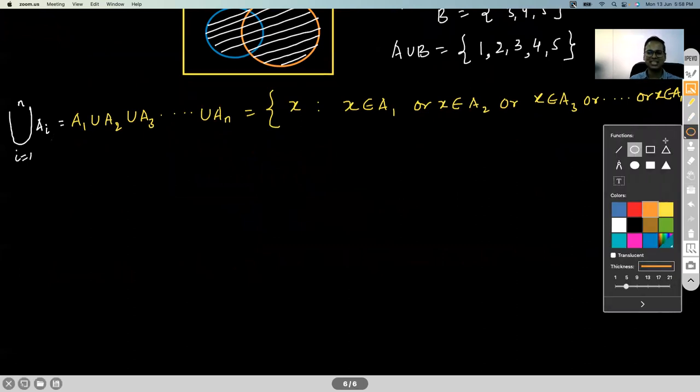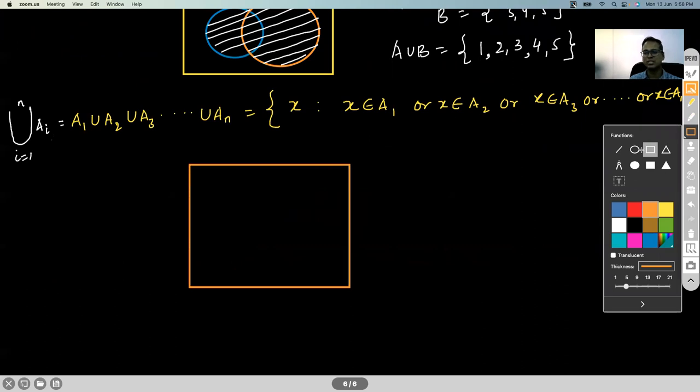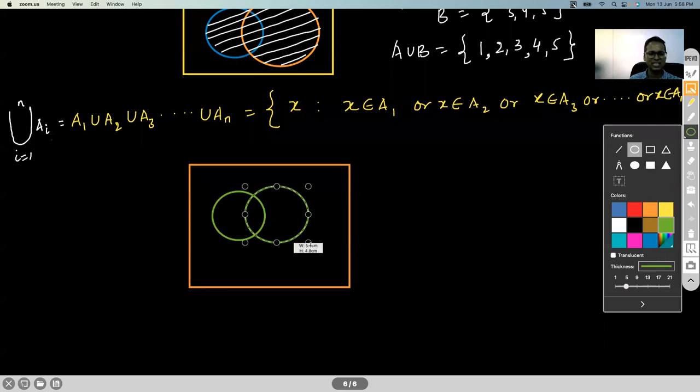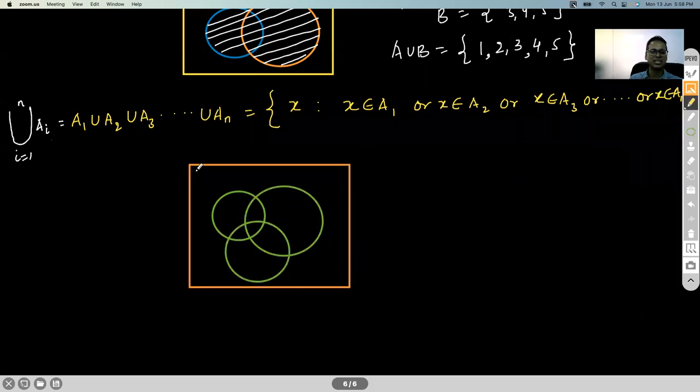Yes. So if somebody is asking me, how do I write the union if there are more than two sets? Simple. All you need to do is shade everything which belongs to these sets. I'm just taking an example here. Let's say this is our universal set. This is set A, this is set B, this is set C. So I will end up shading everything over here. Is it fine? Any questions, any concerns, do let me know. All fine? All right.